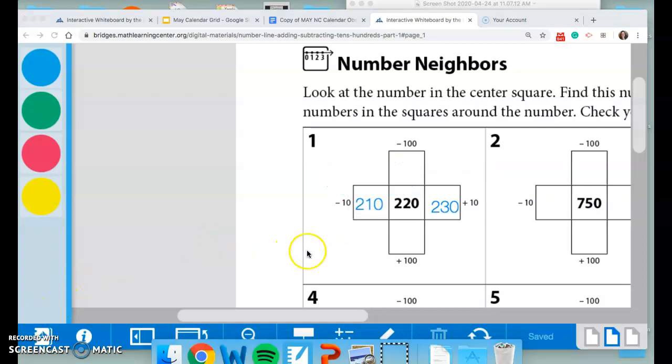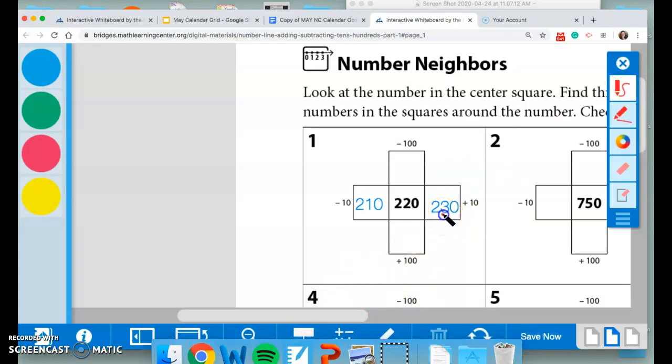Good. Now let's take a look to see what happened to the numbers when we did 10 more and 10 less. Did the hundreds place change? Did the tens place change? Well, I see 200, 200, and 200. So when we added and subtracted 10, the hundreds place did not change. But now I'm looking at the tens place, and we started with a 2. We went down to a 1 when we subtracted 10, and we went up to a 3 when we added 10. So if we notice, the tens place changed when we added and subtracted 10.